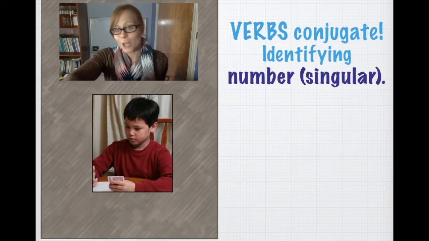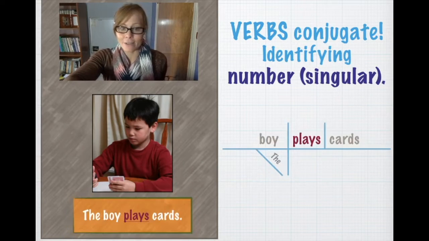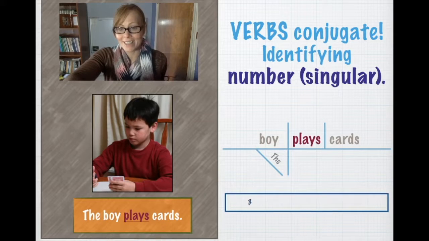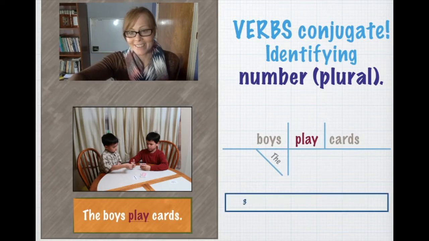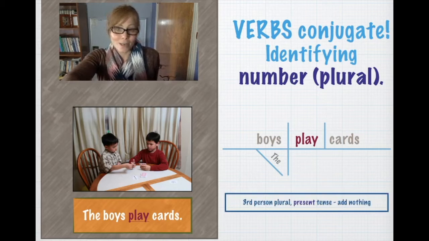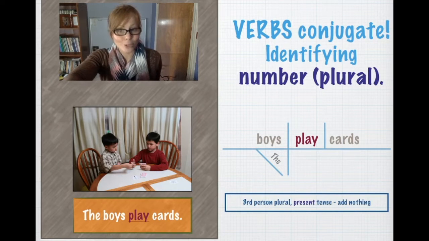And verbs also identify number, okay? It's either singular, like in the sentence the boy plays cards. We add that S to identify the singular form. And in the sentence the boys play cards, we don't add the S to identify the third person, plural.